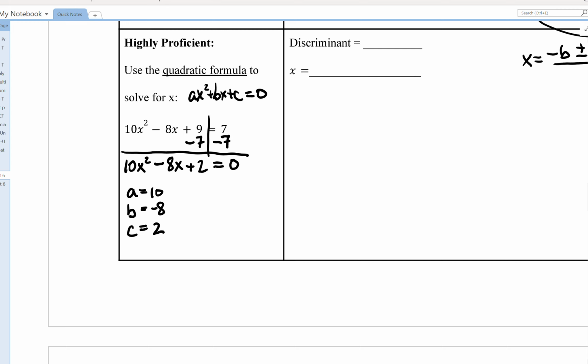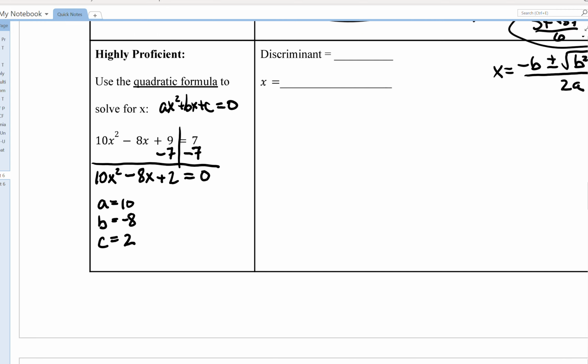And my discriminant is just the part under the radical, so that's b squared minus 4ac. I'm going to go parentheses, squared, minus 4 times parentheses, that's my a, and then parentheses, that's my c. And b is negative 8, so just plug it in, negative 8. A is 10, plug it in. And c is 2, plug it in. Then I can just plug it into my calculator.